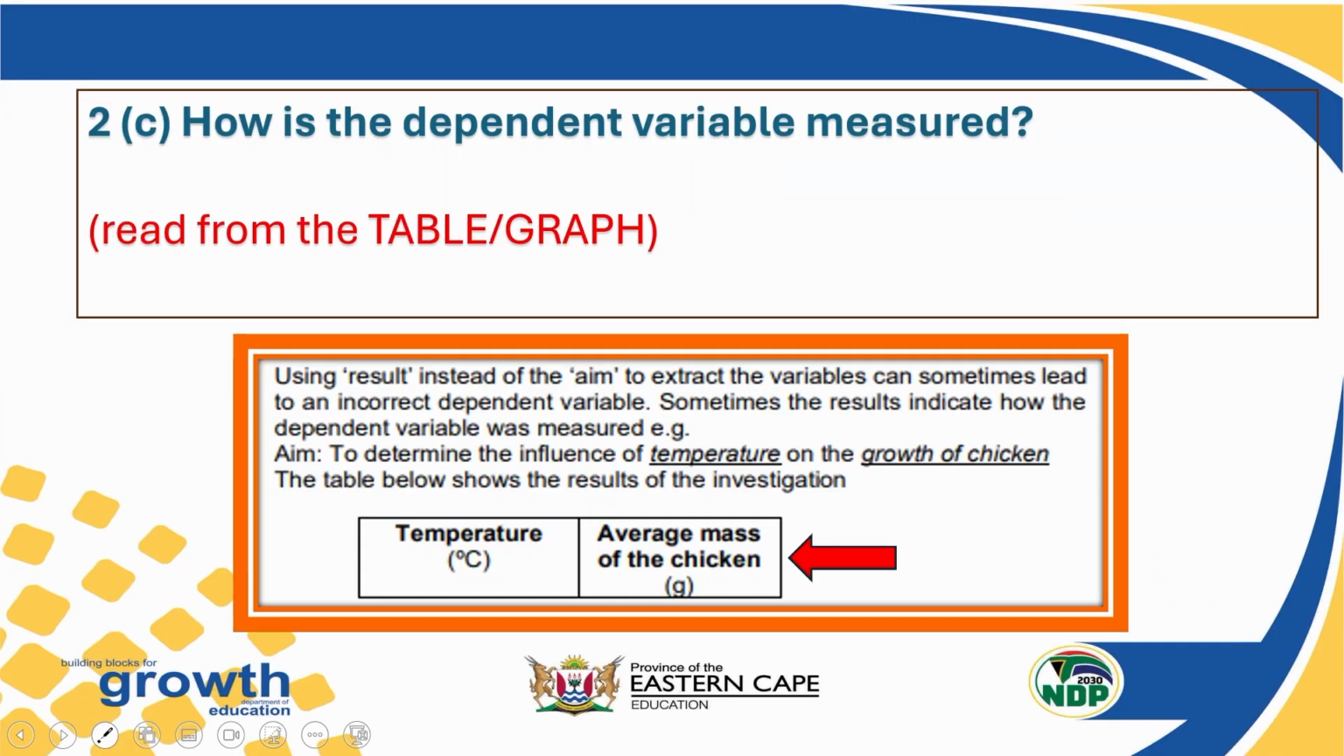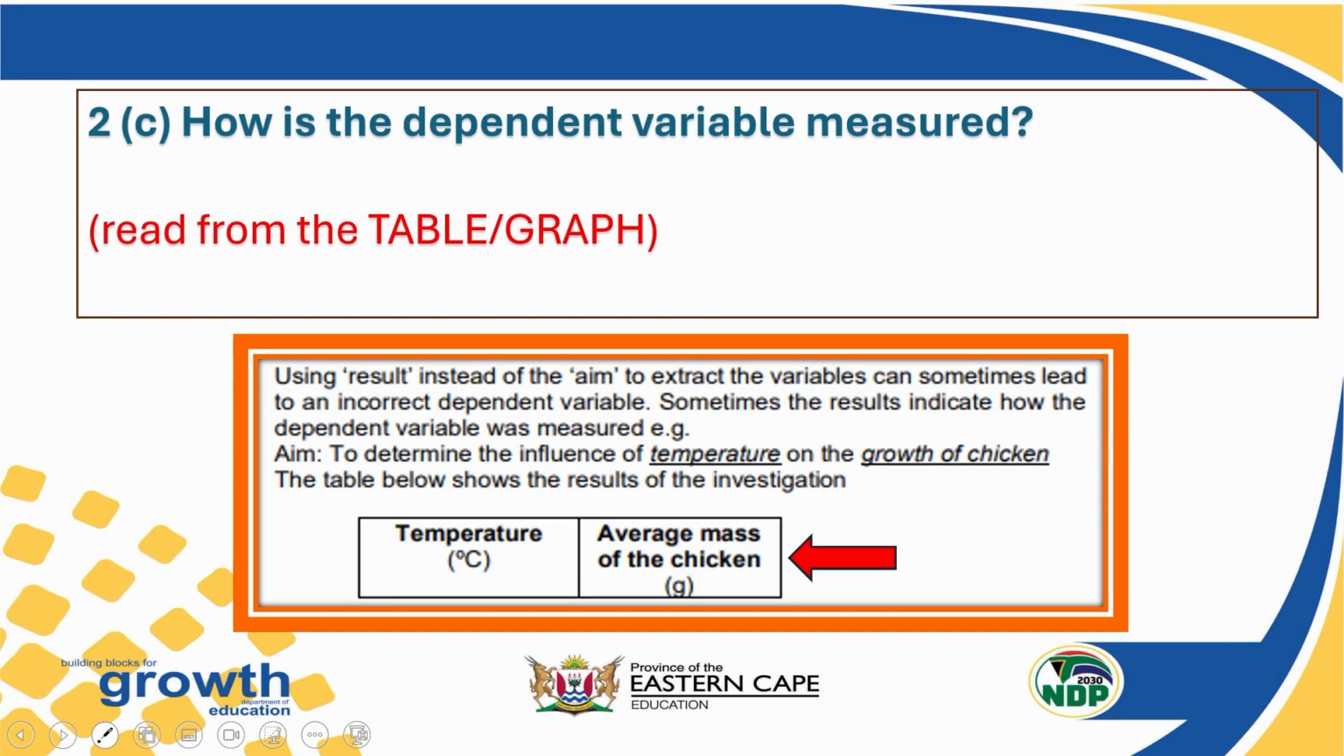Let's go on now to question number 2C. How is the dependent variable measured? Now, sometimes it is not possible to measure the dependent variable directly, and we need to measure the dependent variable in a different way. So let's look at this investigation in front of us.